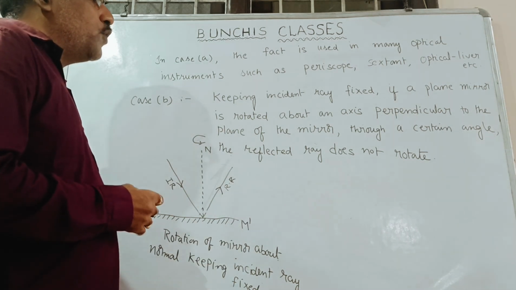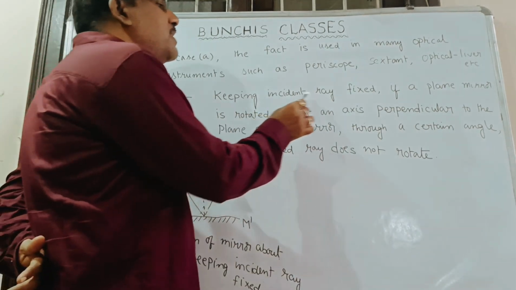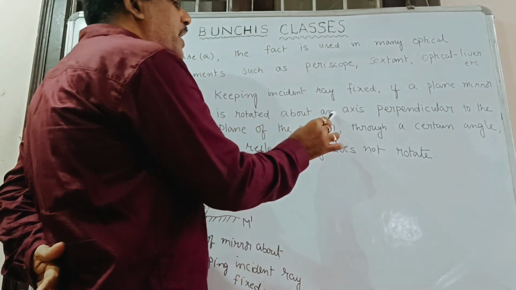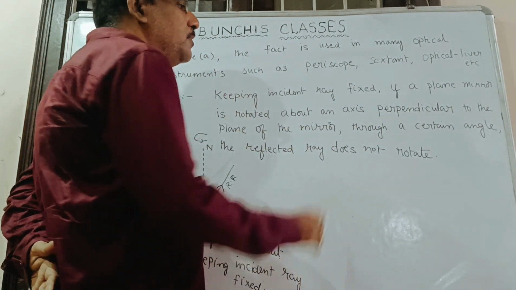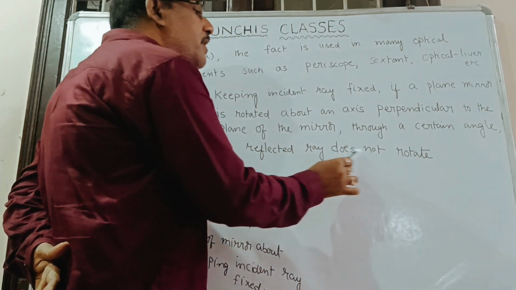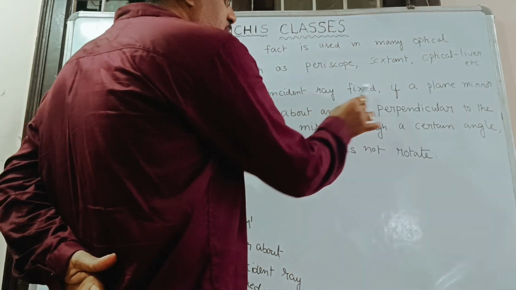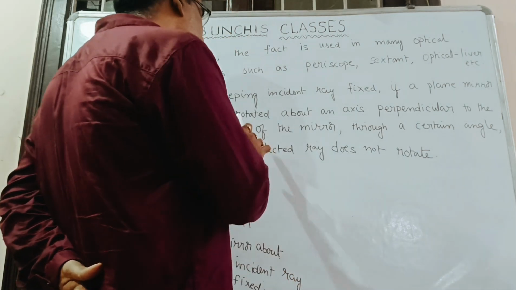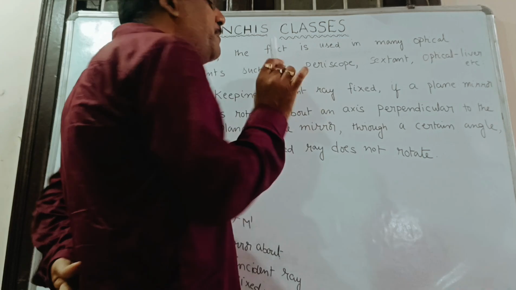Next, let us go to case B. In this case, keeping the incident ray fixed, if a plane mirror is rotated about an axis perpendicular to the plane of the mirror through a certain angle, the reflected ray does not rotate. What we did here? Keeping the incident ray fixed, we did not change the incident ray. But the plane mirror is rotated about an axis which is perpendicular to the plane of the mirror.